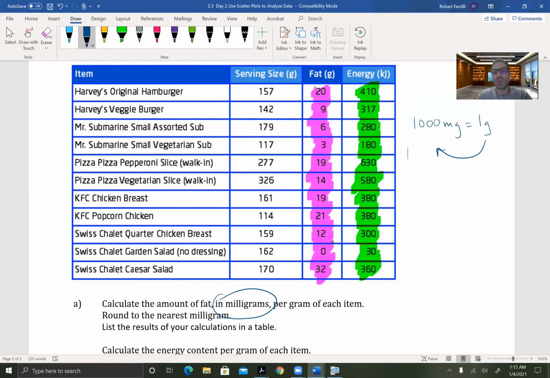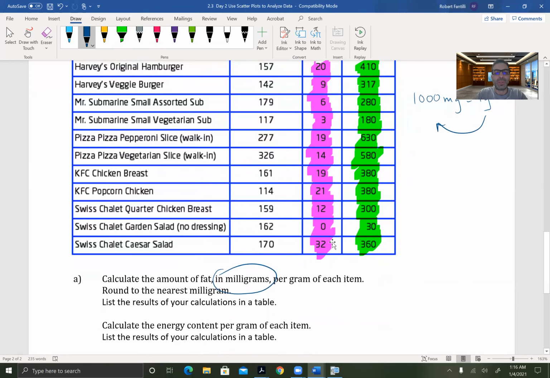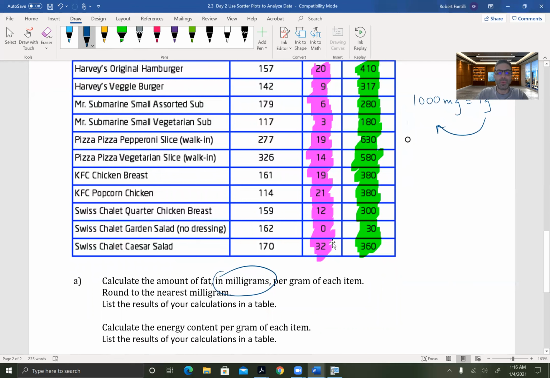So we take our 20, for example, for Harvey's original hamburger, take the 20 grams and multiply it by 1,000. So 20 grams is the same thing as 20,000 milligrams. We have to take every one of those numbers and multiply it by 1,000. But we're not going to do that just yet. We're going to let the calculator do some of the work for us. Then it wants us to round our answers to the nearest milligram and list the results in a table. Okay, we could do that.